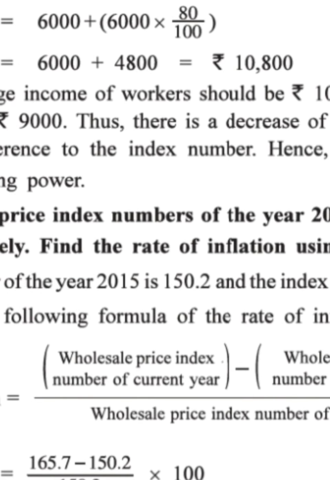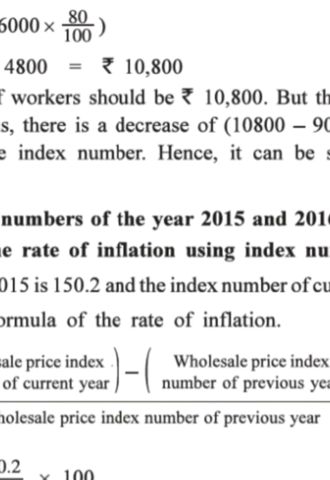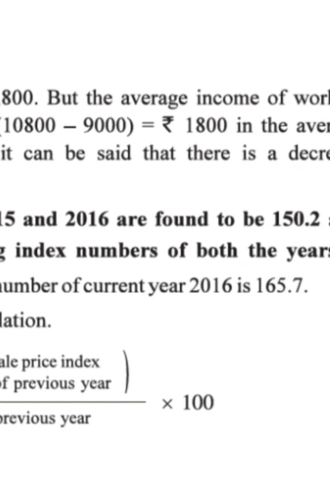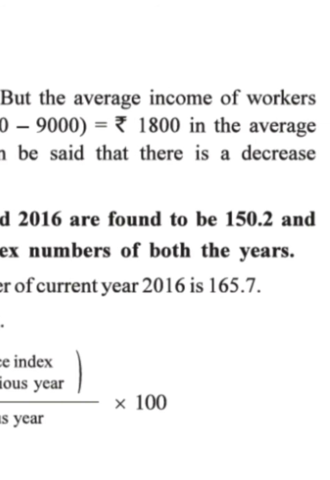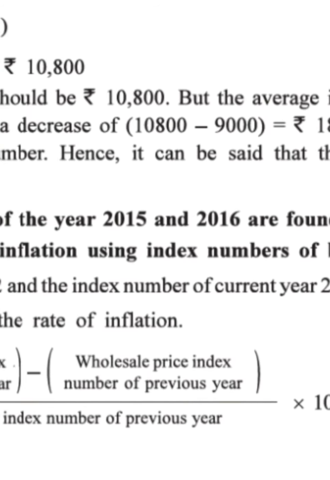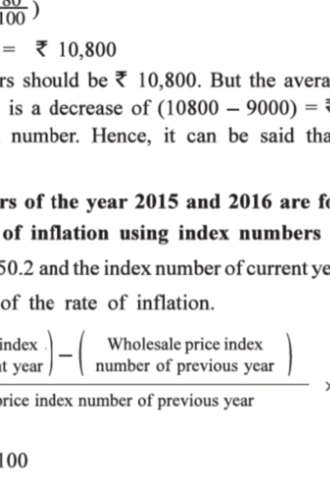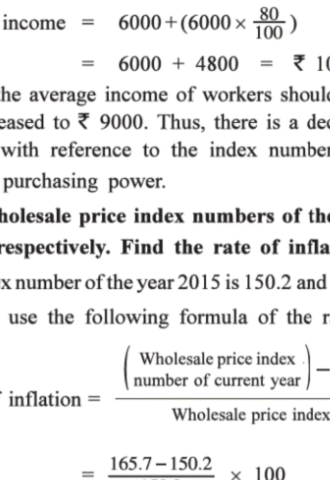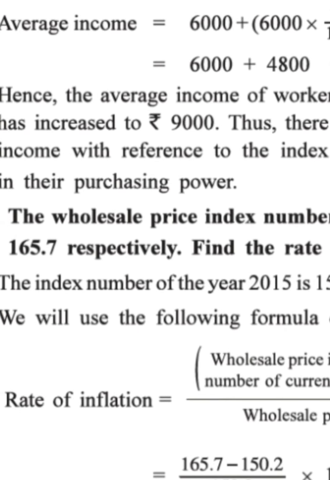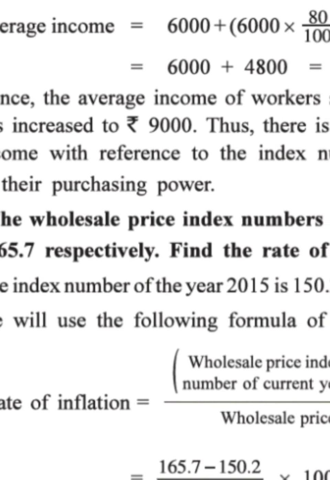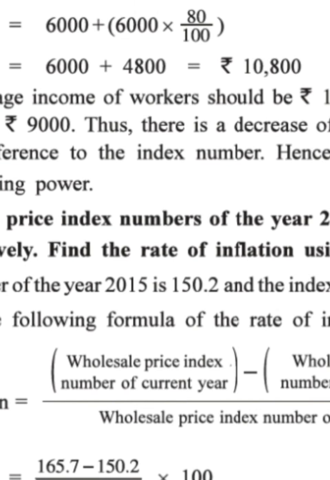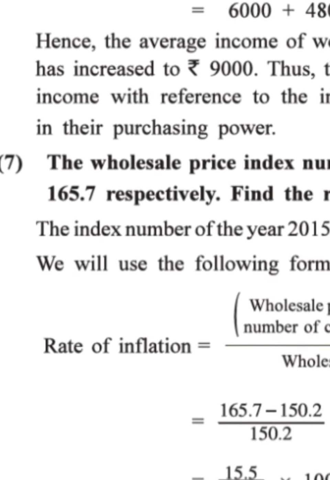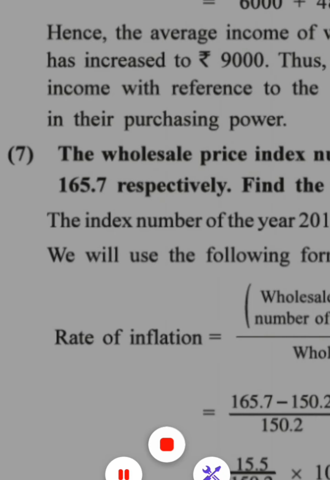10,800. Okay, 1,800 more it should be, right? So 10,800 minus 9,000 is giving you 1,800. So you would find that there should be a more increase of 1,800 in the average income or average disposable income of the workers. Okay, that will basically reflect his real purchasing power, right? So that is our sixth sum.